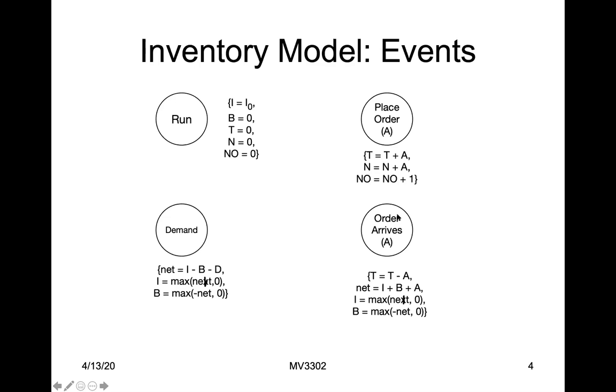And then the final event that might change things: if we have an order arriving of size A, then we now have A less than the amount that we have on order. So let's say we had 20 on order and we got an arrival of 10, then we now have 10 on order. And again, we do the same kind of calculation with the net value. So now this should be a minus.